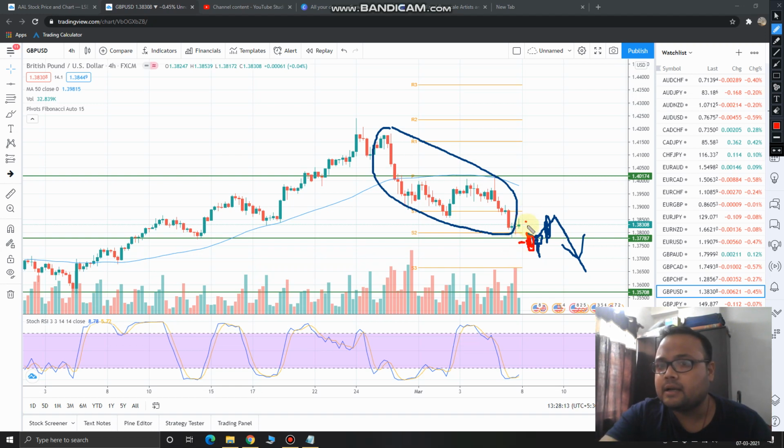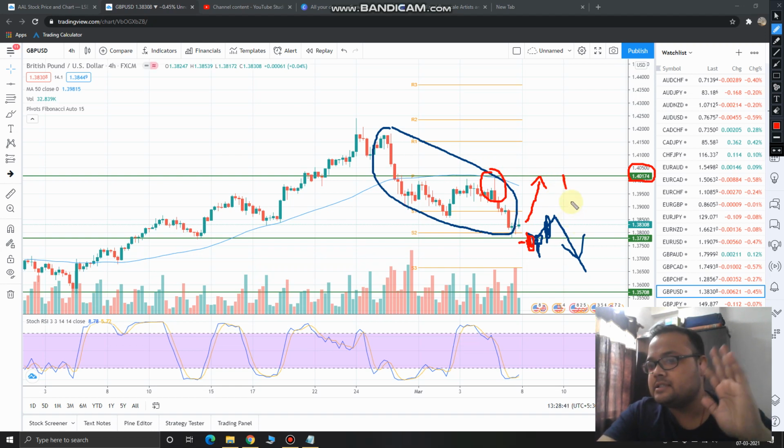On the other hand, if market starts going upward, just observe how the price reacts after reaching the 1.4017 level. If market reverses from here, if market shows you candles like this or price rejection like this, you can short the market here. Similarly, if you spot some good bearish engulfing candle, then also you can short the market.